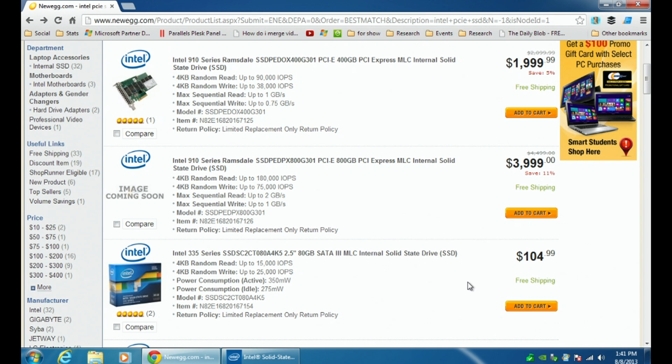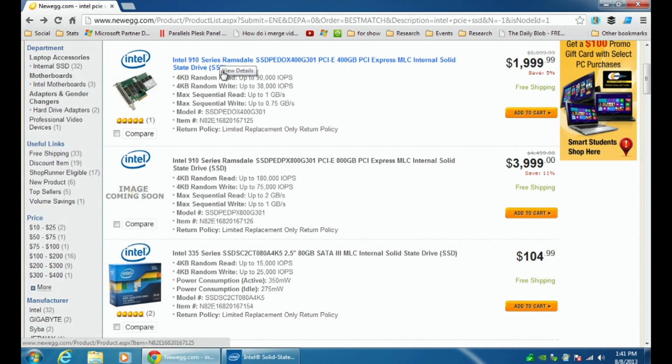Holy bejesus. I don't know if you said that, but that was the first thing that came through my mind when I was seeing these costs. So I like this down here with this nice little SATA solid state drive, 104 bucks. That's right within my budget. It's a little small, it's only 80 gigs, but $104, I'm not gonna cry over that, right?